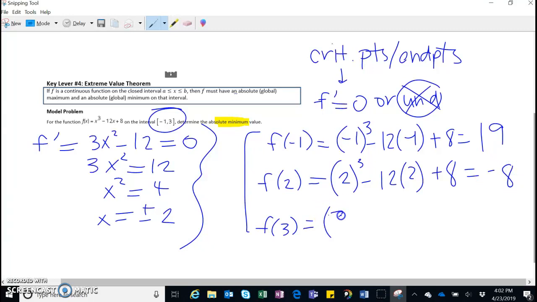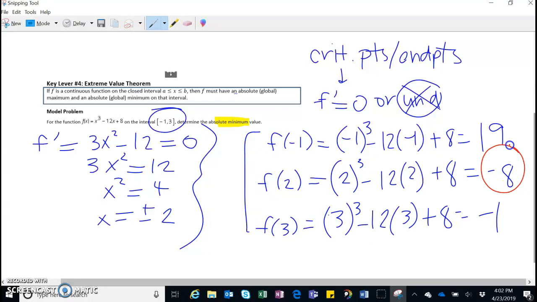One more, I'm going to plug in 3. 3 cubed, oh dear, minus 12 times 3 plus 8. That's 27 minus 36, -9, plus 8, -1. So the absolute minimum value of this function is -8, since that's the smallest output that we see when we run through the application of the extreme value theorem.